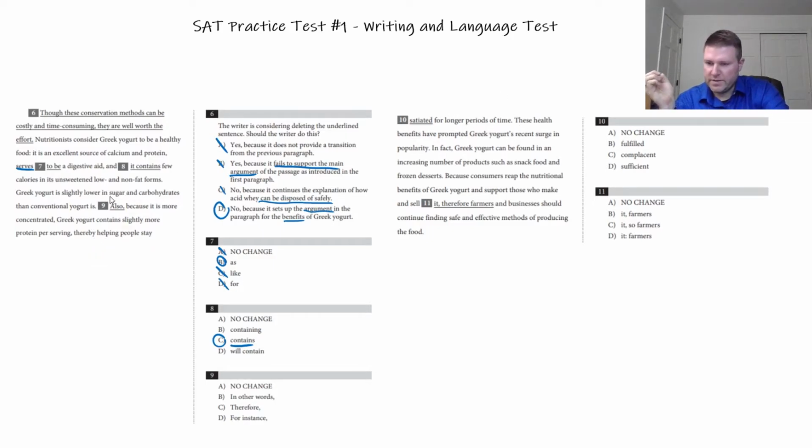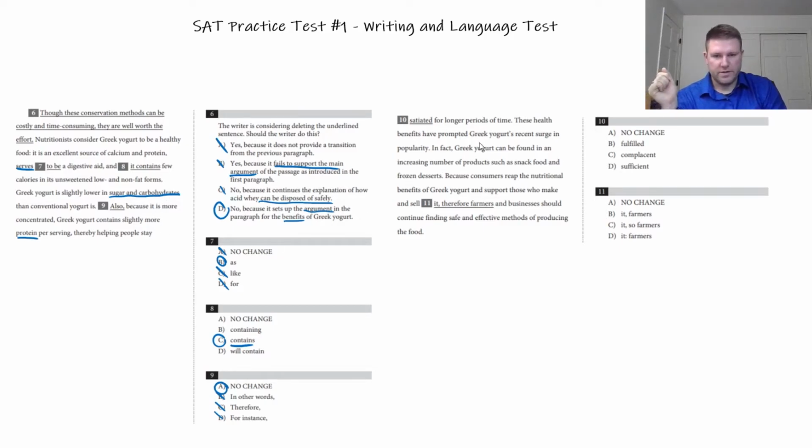Notice how the previous sentence is talking about sugar and carbohydrates, and then the next one is talking about protein, okay? So they're not actually continuing a discussion about sugar and carbs. They're making another separate point about protein. So you wouldn't want to say in other words, because they're not rephrasing anything. It's not a therefore, because this is a totally separate point they're making. And then it's not a for instance, because it's not for example, right? It's just also. So it was perfect the way it was.